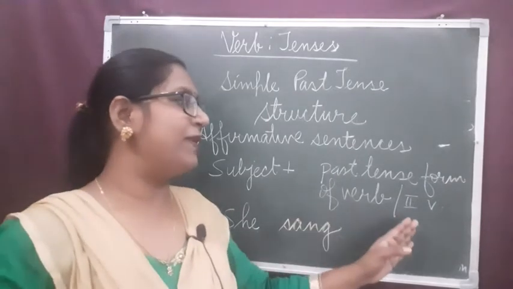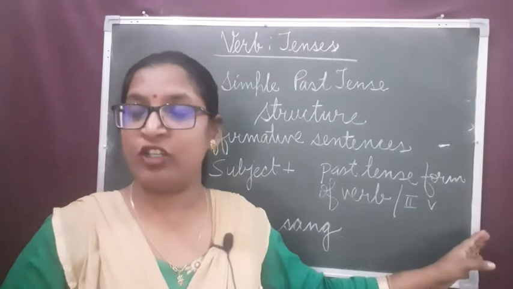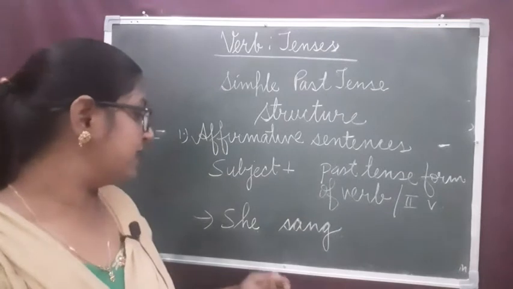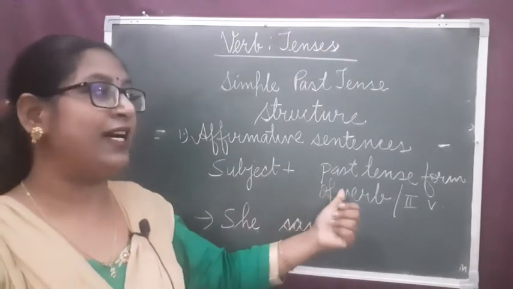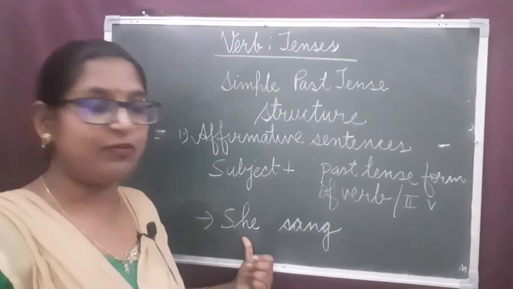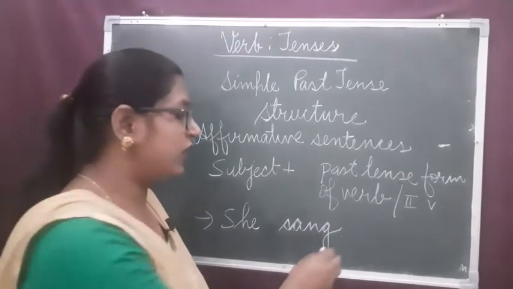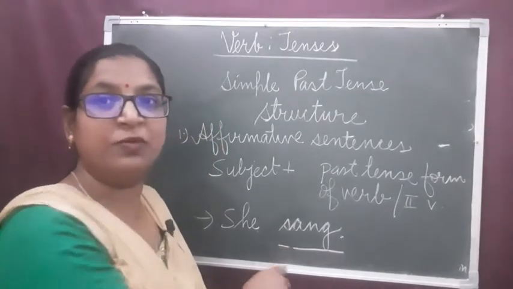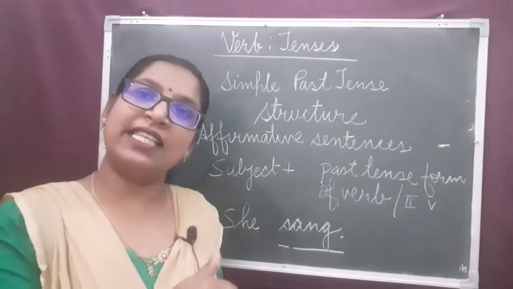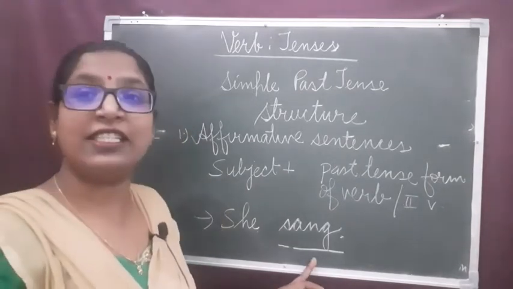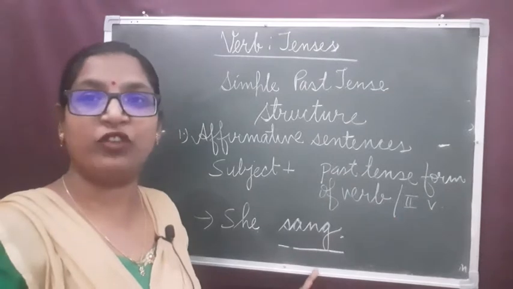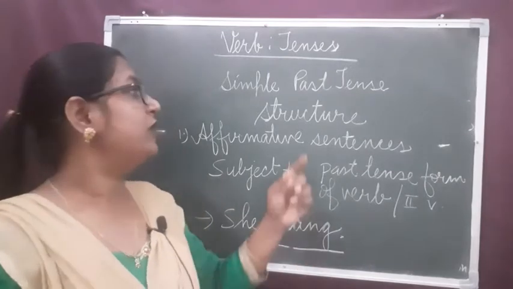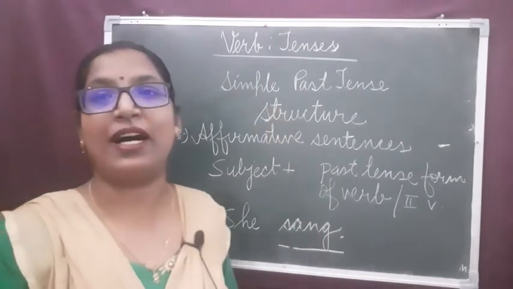Dear children, here the past tense form of the verb can be followed by the object or cannot be followed by the object. It depends on the sentence. So here, subject and past tense form of the verb. She is the subject, sang is a verb. Sang is given in its second form, past tense form of the verb. We know sing, sang, sung. So, sang is the second form of the verb or past tense form of the verb. In affirmative sentences, we always use the second form of the verb when we frame the sentence in simple past tense.